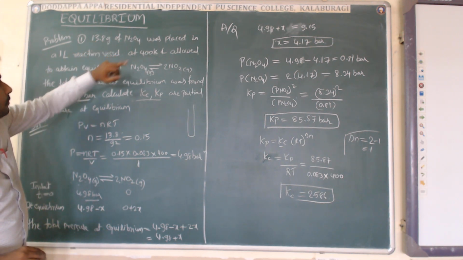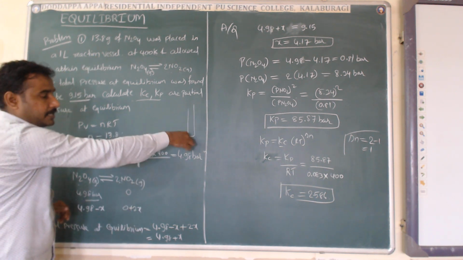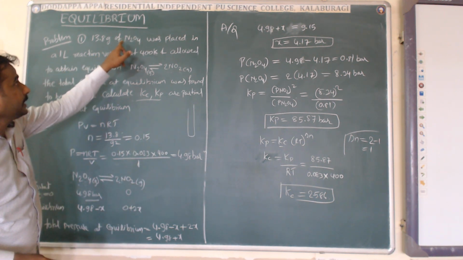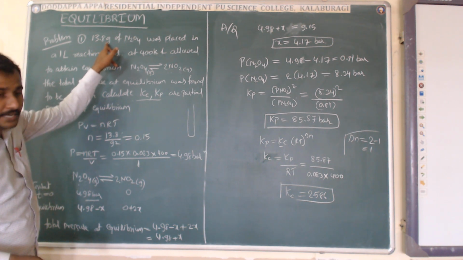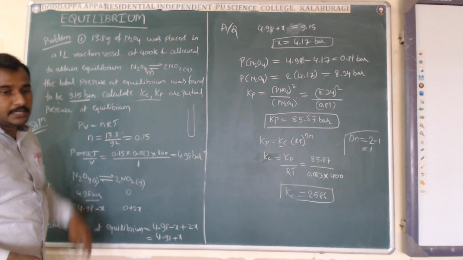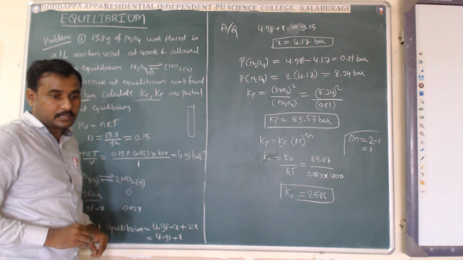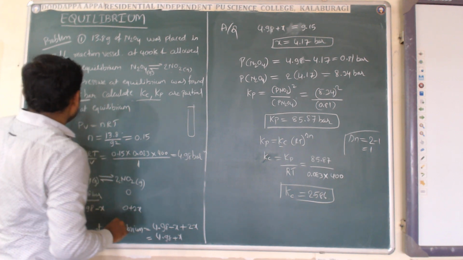13.8 gram of N2O4 is placed in a 1 liter reaction vessel. In that vessel, they are keeping 13.8 gram of N2O4 at 400 Kelvin temperature. The tube is placed at 400 Kelvin temperature. Then what happens here?